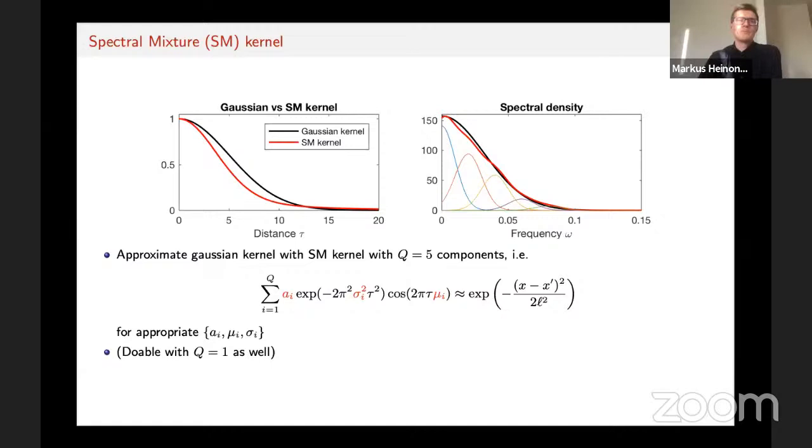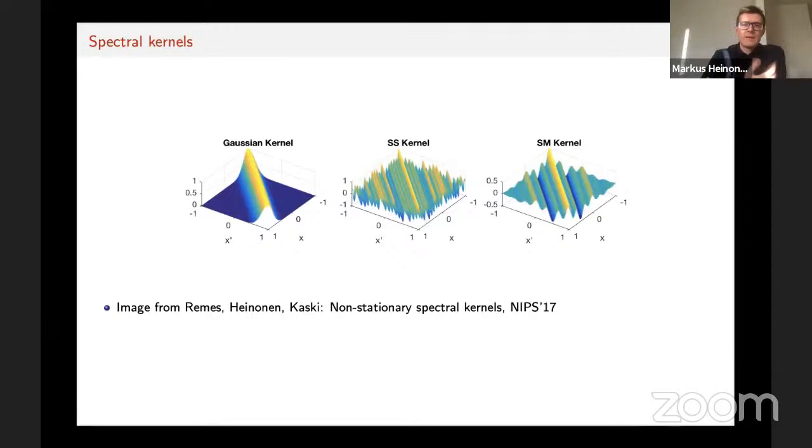Okay, and then here is a visualization of the main things we have been looking at. We have a Gaussian kernel, which just looks at the neighborhoods. We have the SS kernel, and then we have the SM kernel that can also look at long range correlations.